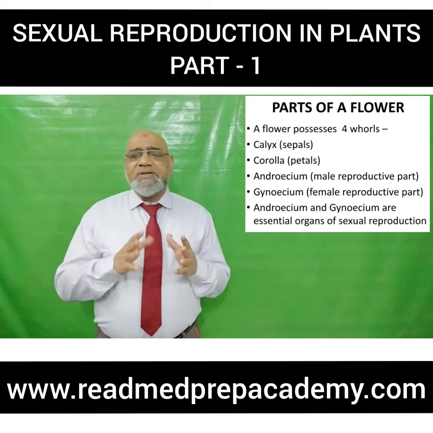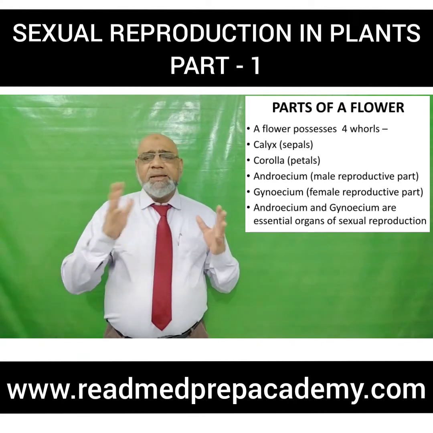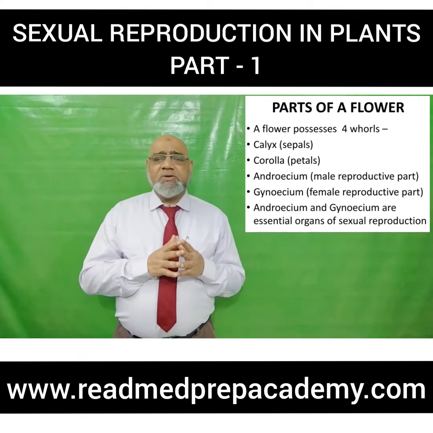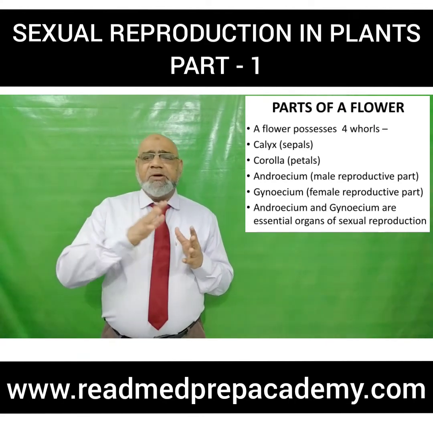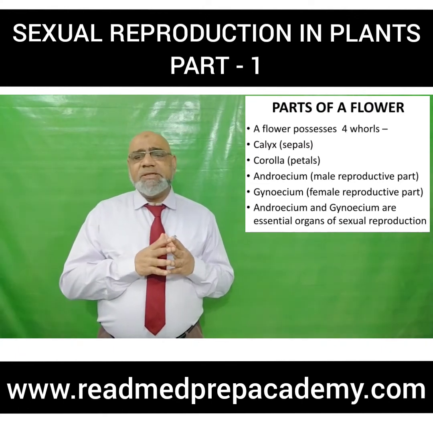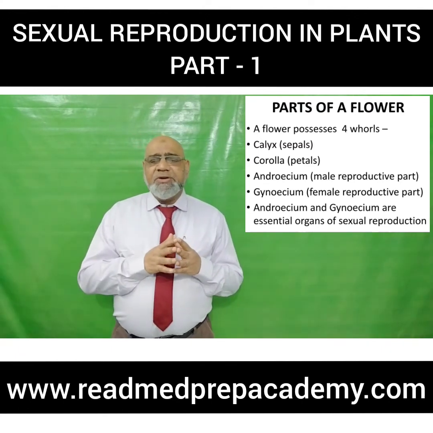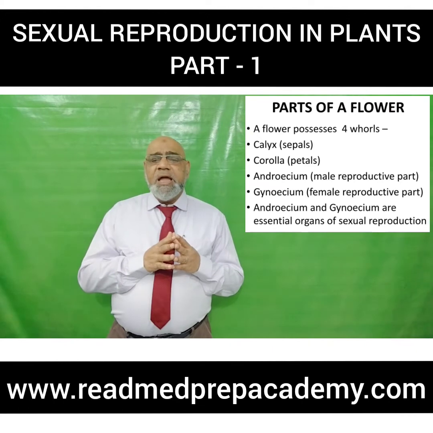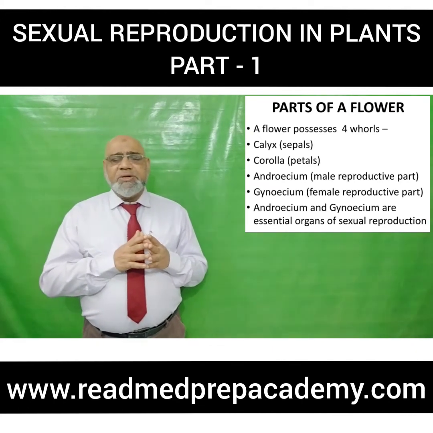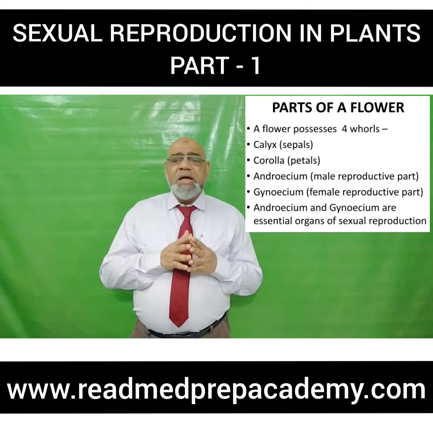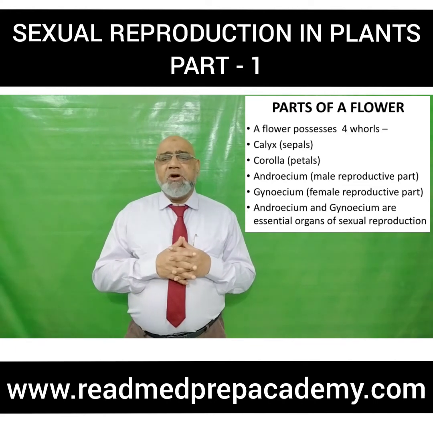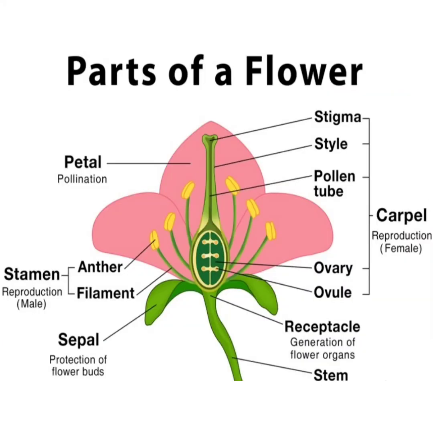A flower has 4 whorls. The outermost whorl is the calyx, made of the sepals, and inner to the calyx is the corolla, made of the petals. Inner to the corolla is the androecium, which is the male reproductive part, and inner to the androecium is the gynoecium, which is the female reproductive part. Androecium and gynoecium are the essential organs of sexual reproduction. Here you can see the parts of a flower.